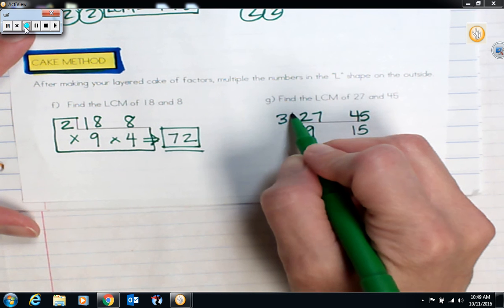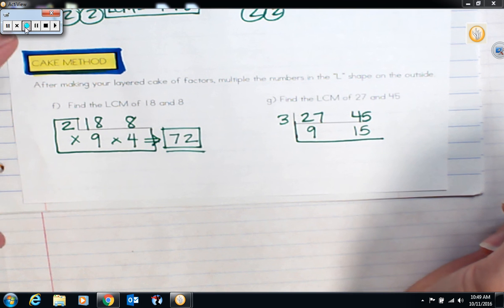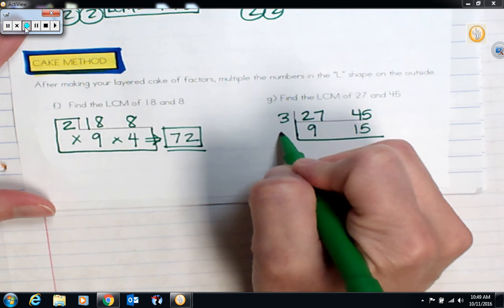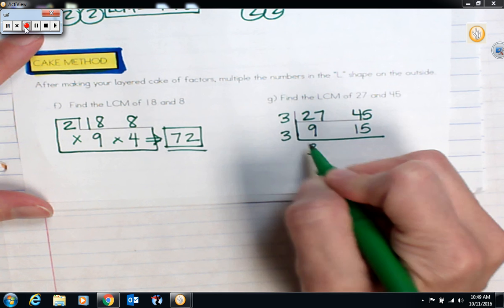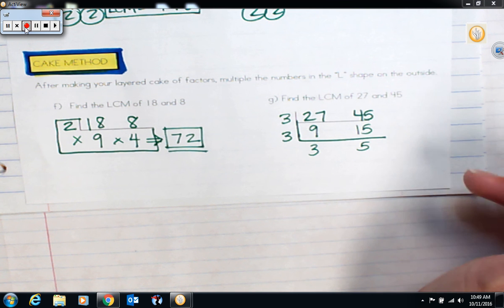So then I'm going to add my layer. And 9 and 15 are both divisible by 3. So I'm going to put 3 on the outside. 3 goes into 9 3 times, and 3 goes into 15 5 times. Now 3 and 5 don't have any common factors except for 1. So since they have no common factors except for 1, I'm done with my cake layer.